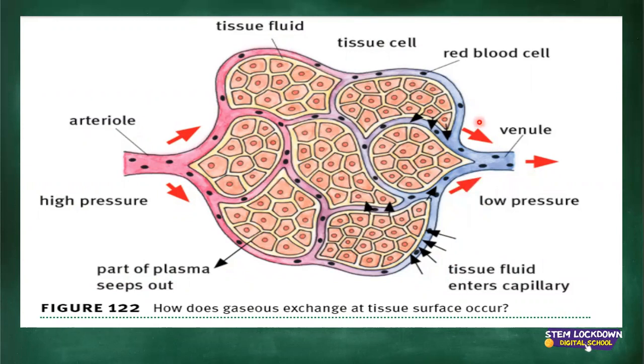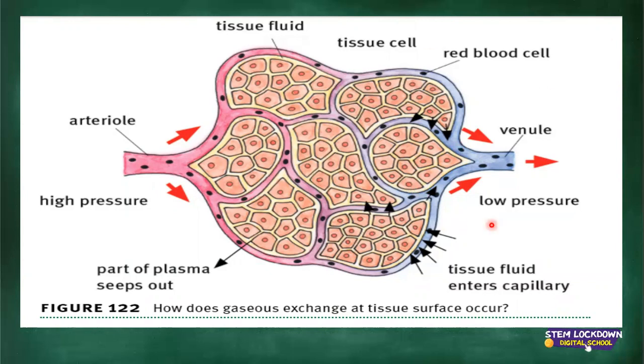When there's low pressure at the venule outside there, you see the change in color here. The red is the oxygenated blood. Then over there, as it gets blue, it's the deoxygenated blood. So in the tissues, there's more carbon dioxide than there is oxygen. So what happens when there is more carbon dioxide than there is oxygen?